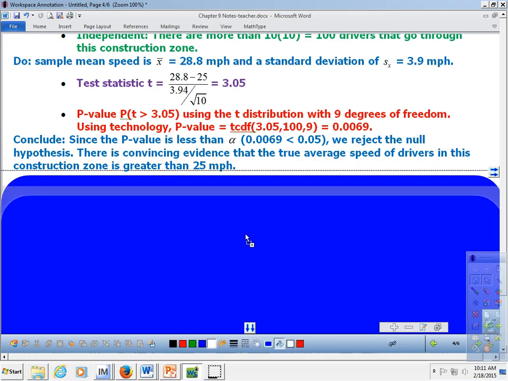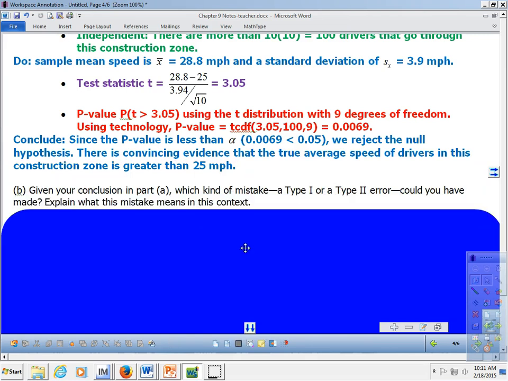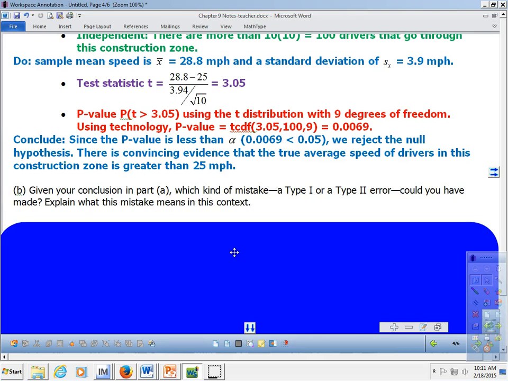So, anyway, given your conclusion in part A, which kind of mistake? And this is a very common follow-up question to a significance test. So, a good one here to put here. Which kind of mistake, a type 1 or type 2 error, could you have made? Explain what this mistake means in this context. Now, because we rejected H0, which type of error are we subjecting ourselves to? Hopefully you're thinking to yourself, a type 1 error.